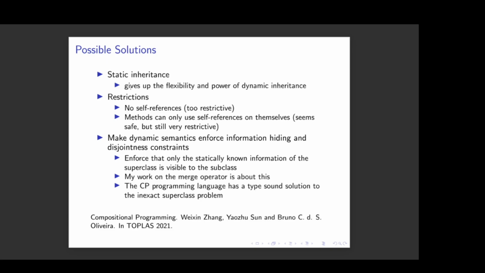The CP language, which is one programming language we develop in my group, for example, provides a solution for this inexact problem. Okay, and I think I will stop here. But basically, the inexact superclass problem highlights this type safety issue that can arise with dynamic inheritance. So if you want to create a language that supports dynamic inheritance, you probably need to pay attention to this issue. Okay, and I'm ready for questions.